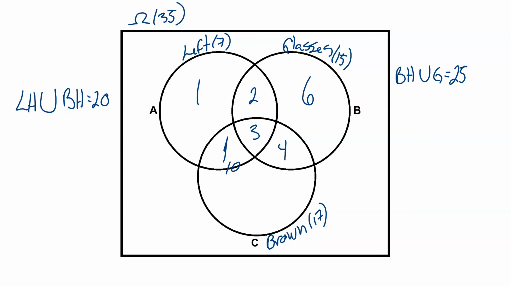If there's 1 there, then we know based on this 10, we're going to take 1 away from that, which leaves us with 9 in this space. And with that, we've now completed the Venn diagram.